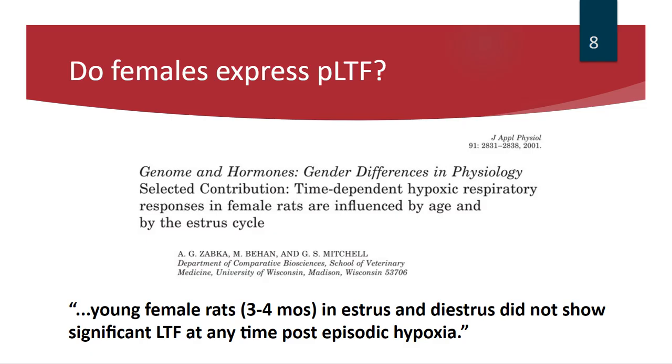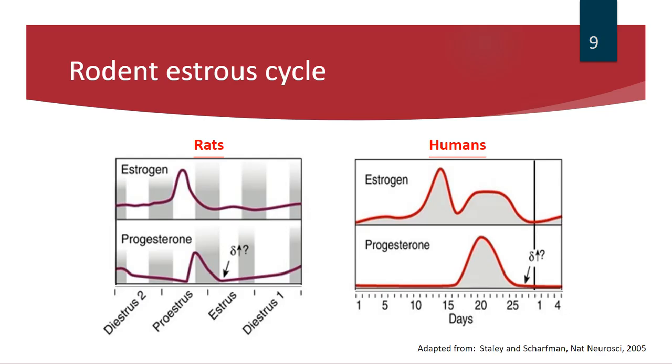And that is that female rats have a very, very significant and rapid fluctuation in circulating sex hormones that could have substantial impact on their physiology. So let's talk about the estrus cycle for a second. This is an image that was taken from a paper from Staley and Scharfman in 2005, and I've simplified it to highlight just estrogen and progesterone, which are two of the more recognized sex hormones in females.